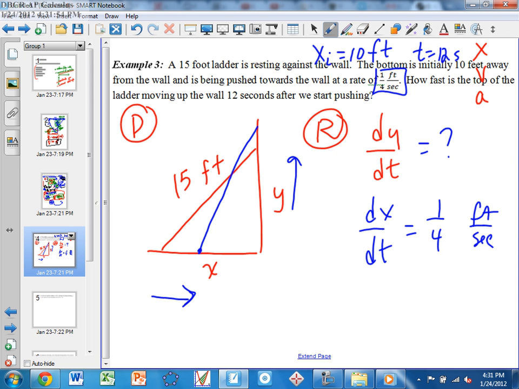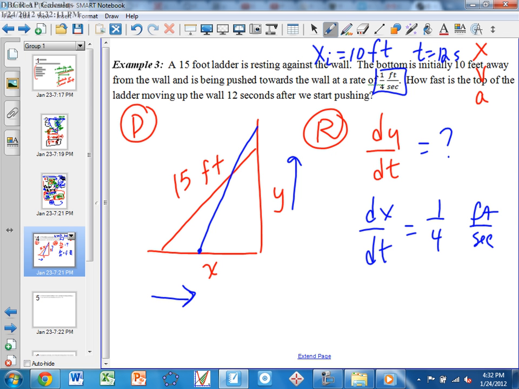Do we have any other rate at all? No. The only rate that you ever might have is the change of the rate of the hypotenuse. But since it's a ladder, it's always going to be 15 feet. This is not going to change at all. Sometimes that will change, but it's not in this problem. We'll look at an example where it does change in a minute.